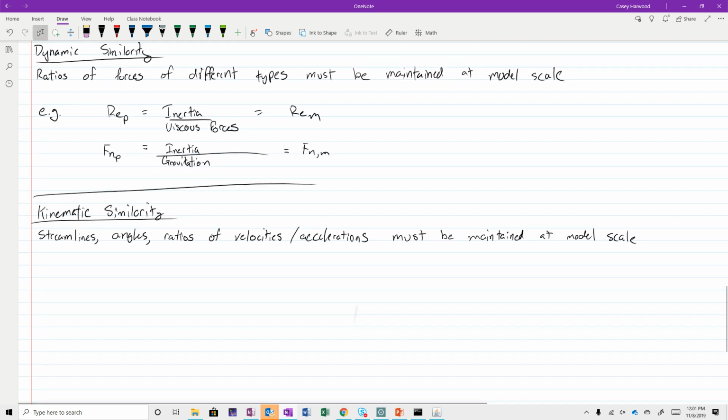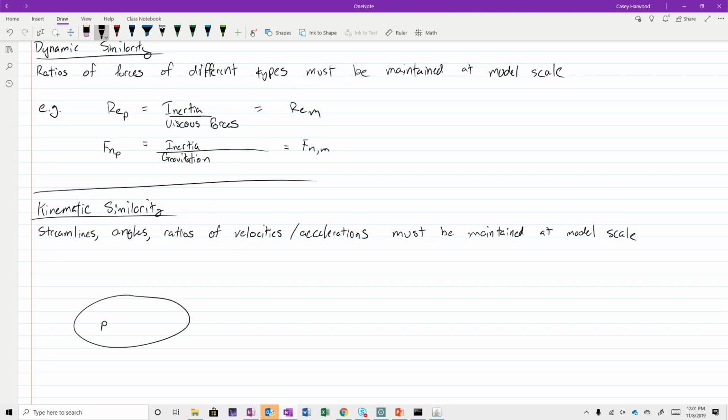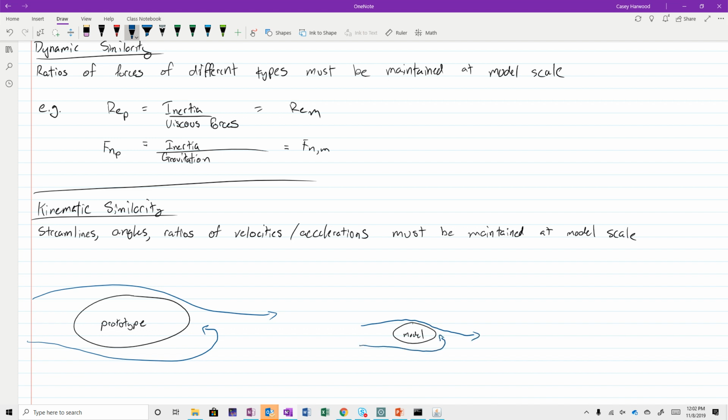So if you've got flow around some blunt object, here's our prototype, and you've got flow occurring around this, where you've got maybe, let's say, recirculating flow. Then when we shrink this down to model scale, by making sure that it's geometrically similar and that the relative forces acting on the fluids are similar, then we'll ensure that the resulting flow field will look the same at model scale as it does at prototype scale.